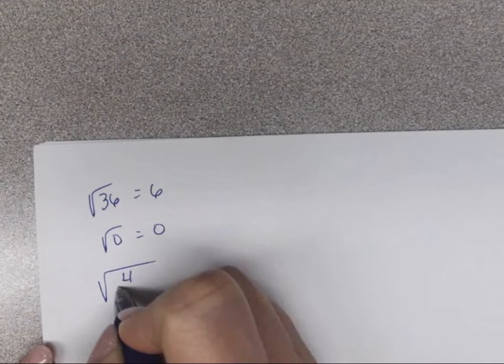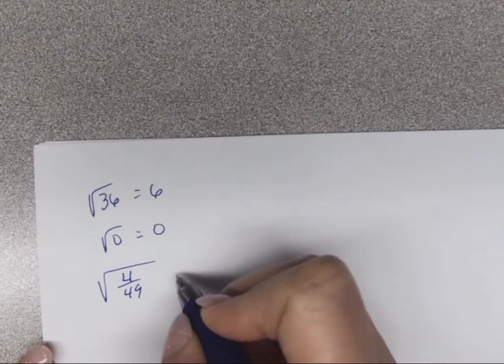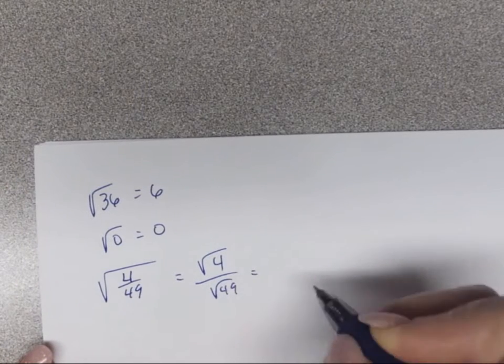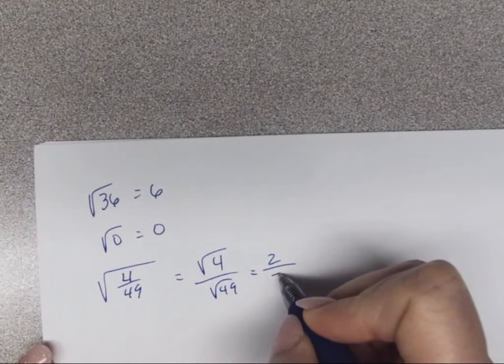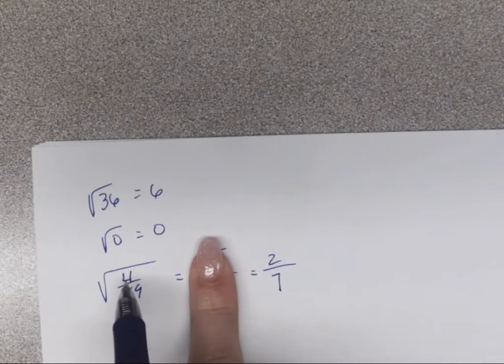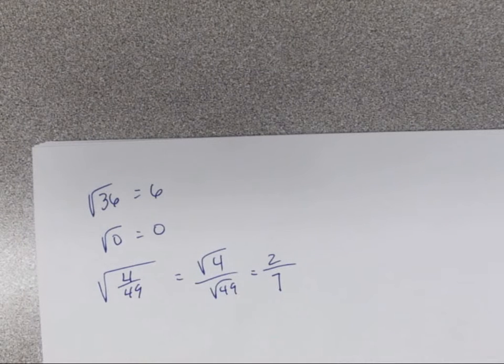For something that looks like this, where we have the square root of 4 over 49, understand you can break that up. Square root of 4 is 2. Square root of 49 is 7. Or you can just go straight from there. When it's all one value underneath and they're both perfect squares, you can do that.